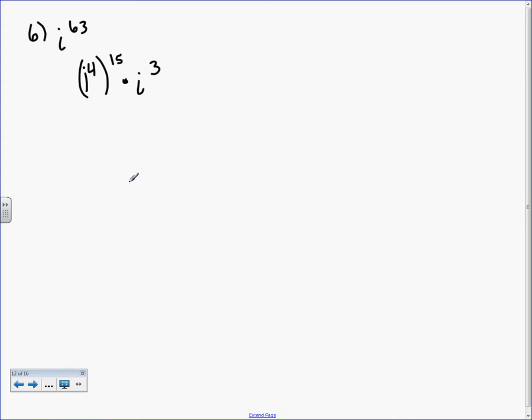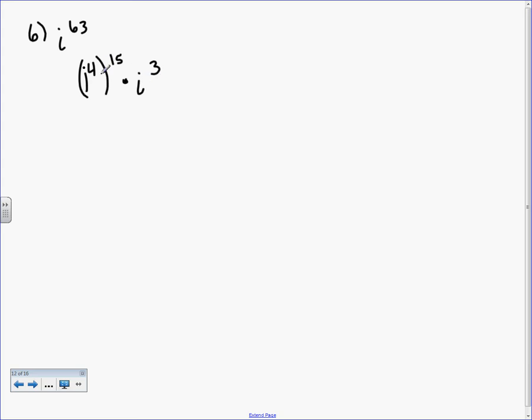Make sure you understand I've written the exact same thing. It just looks different. Okay? Does everybody understand this is i to the 60? Right? What do you do when you multiply with exponents? Add. Isn't that 60? And then 3 more is 63.